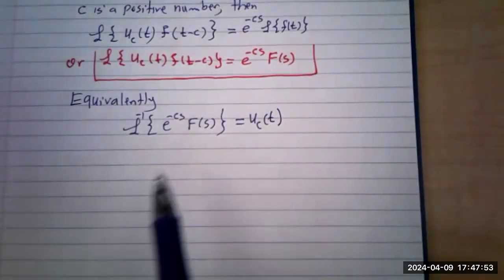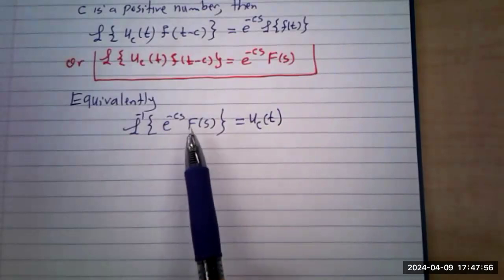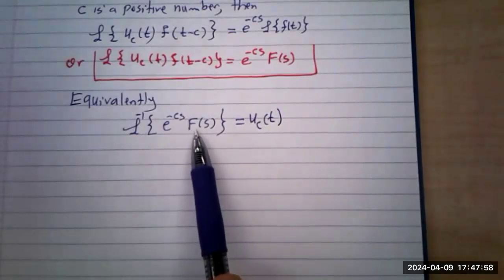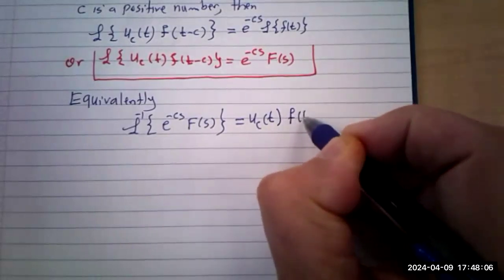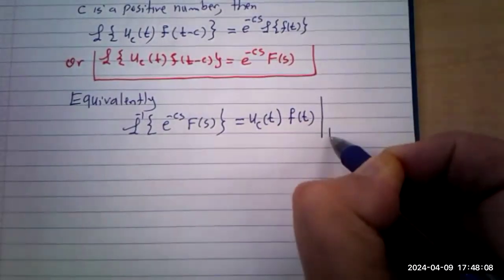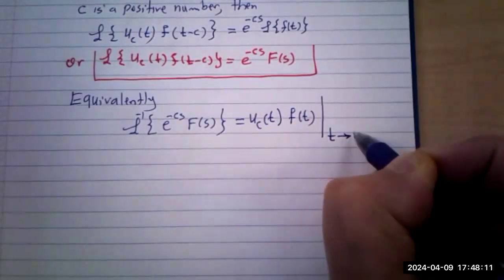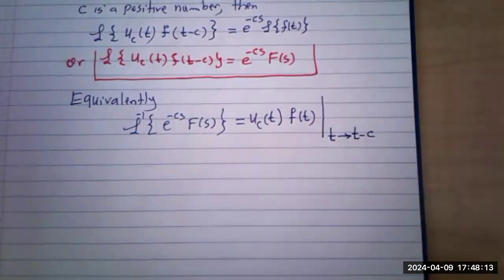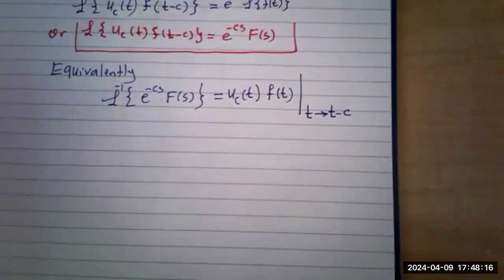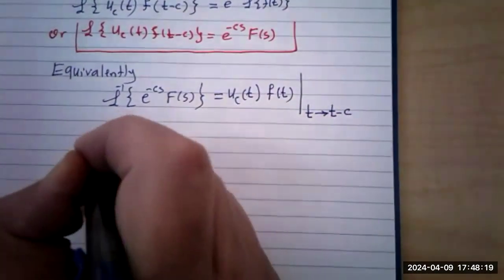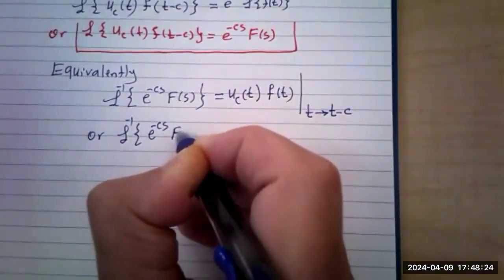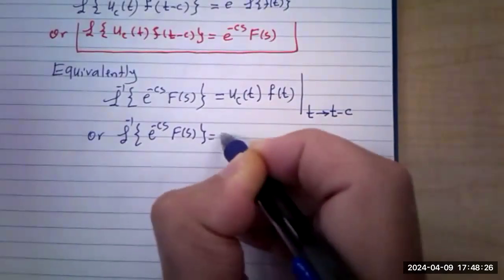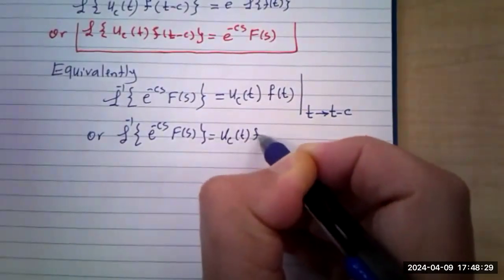Then for this F of s that is here, you find the Laplace inverse of F of s, which would be f of t, where t is changed into t minus c. Or, if you like, the Laplace inverse of e to the negative cs times F of s would be simply u_c(t) f of t minus c.